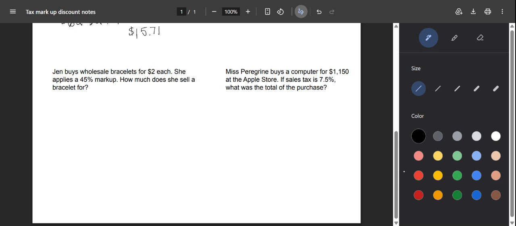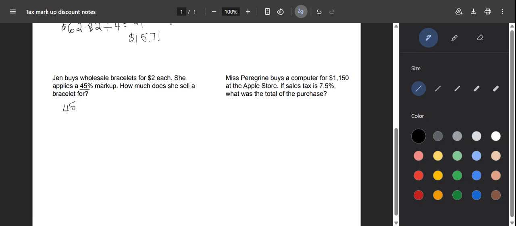My next question, Jen buys wholesale bracelets for $2 each. She applies a 45% markup. How much does she sell a bracelet for? So this is what allows Jen to make a profit on those bracelets. The customer is going to pay more than she pays. I need to find 45%, and my amount for the bracelet is $2.